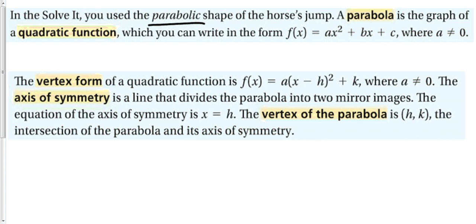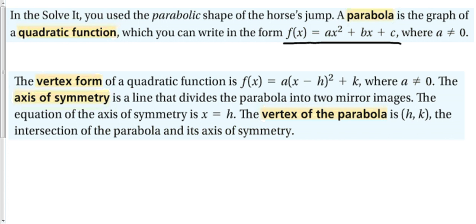So in the solve it, you use the parabolic shapes of the horse jumps, and we see that a parabola is the graph of a quadratic function, which you can write in the form f of x is equal to ax squared plus bx plus c, where a is not equal to 0. And the reason that a can't be equal to 0 is because if it was, this whole thing would be 0, and then we wouldn't have a quadratic formula anymore. We would have a line, bx plus c. Okay? And a parabola is just going to be the curve that we just saw on the last page.